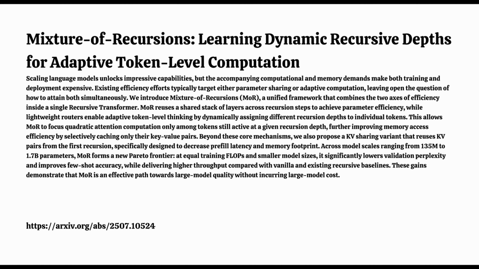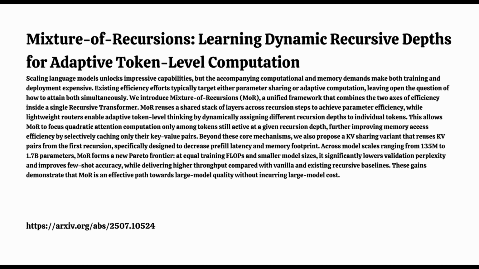Complex interactions there. So these mechanisms sound good in theory, but what about in practice? What did the experiments actually show? This is where it gets compelling. Across different model sizes, they tested from around 135 million parameters up to 1.7 billion. The MoR models consistently set a new benchmark. They achieved what's called a new Pareto frontier.